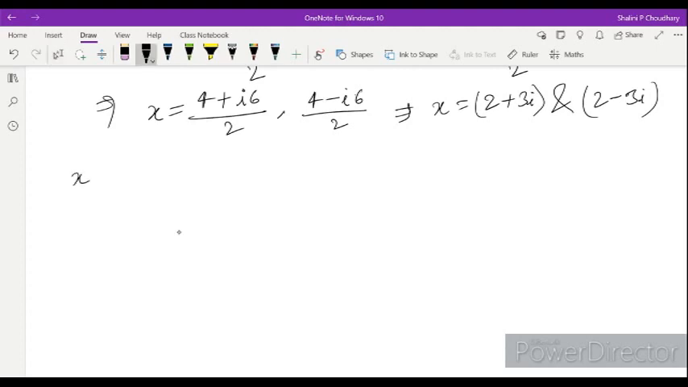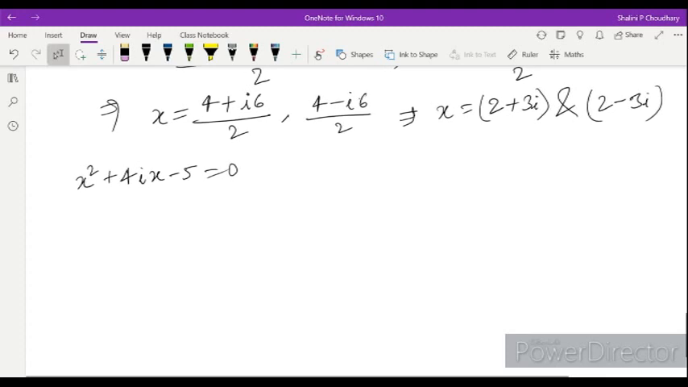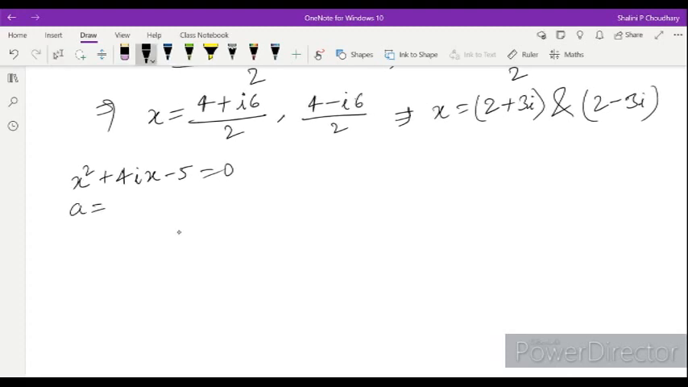If we have a quadratic equation x square plus 4ix minus 5 is equal to 0, what we have to do is find out the roots of this equation. So a will be equal to the coefficient of x square, which is 1, b is equal to 4i because the coefficient of x is 4i, and c is equal to the constant term, so c is equal to minus 5.